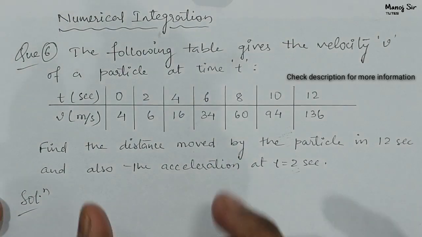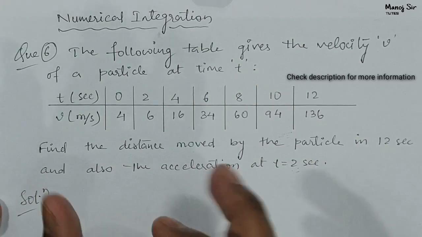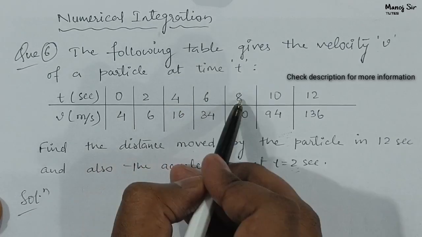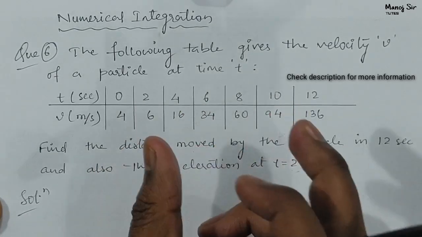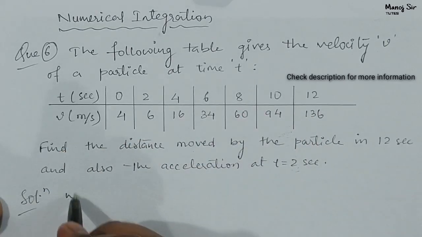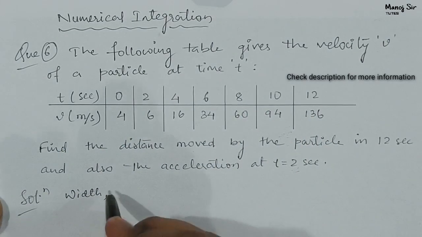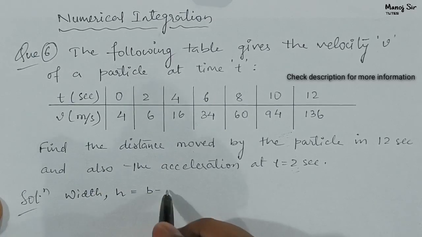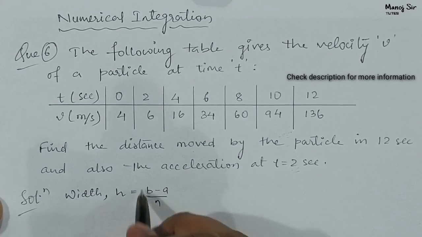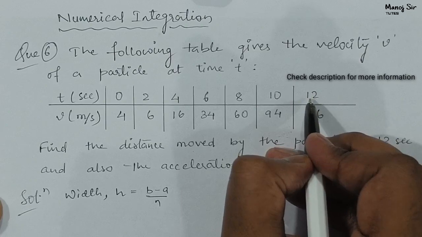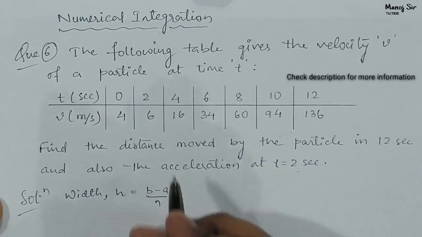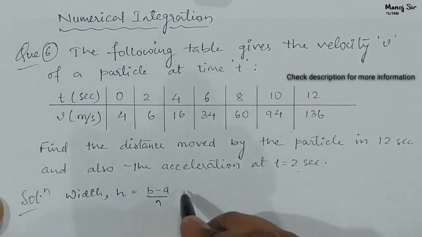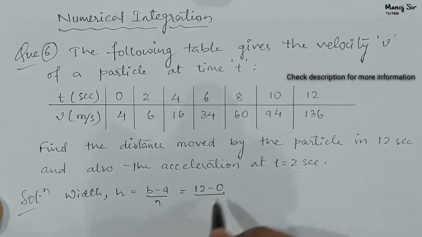So first of all, we need to find the width, that is, the interval size. Here you can see the difference is 2: 0, 2, 4, 6, 8, 10, 12. But we have to show the width, which is given by small h, that is 2. The formula is (b minus a) upon n. What is b? That is the extreme limit, t equals 12. What is a? That is the initial value. So b is 12, a equals 0, so 12 minus 0 upon n.